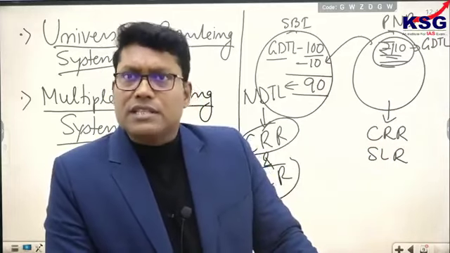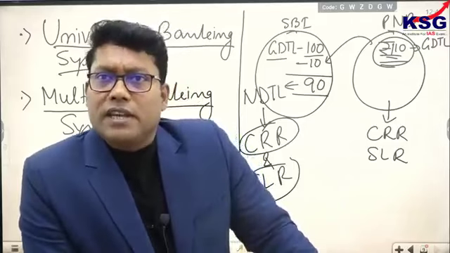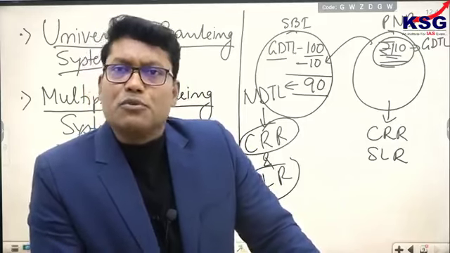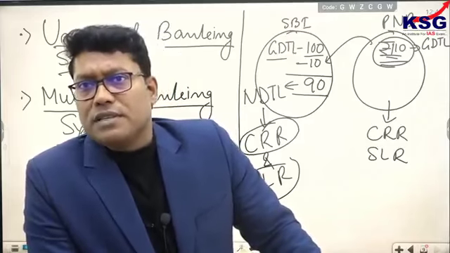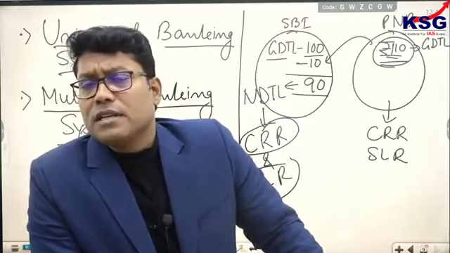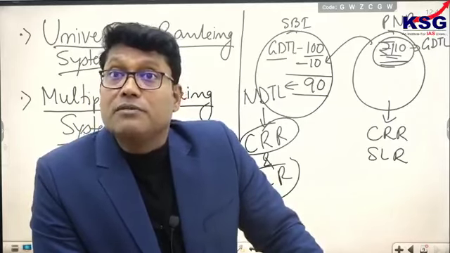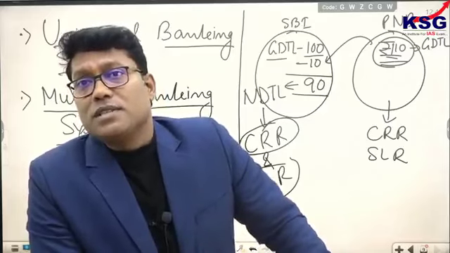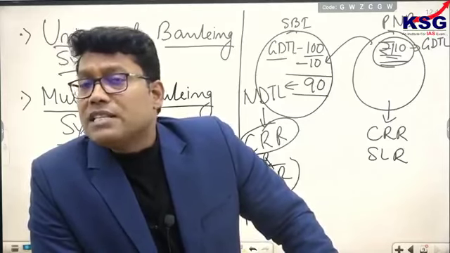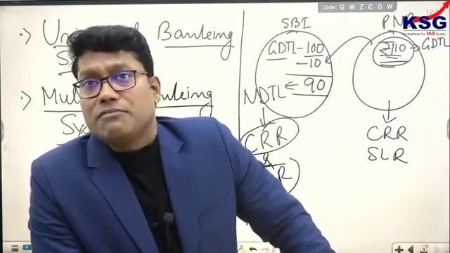In this scenario, suppose a bank like SBI, which we have considered here, has total deposits of 100 rupees. It may be in the form of demand deposits or time deposits, but total deposits with SBI is 100 rupees. Normally it is known as GDTL, gross demand and time liabilities. Fine, this is the total we are taking.